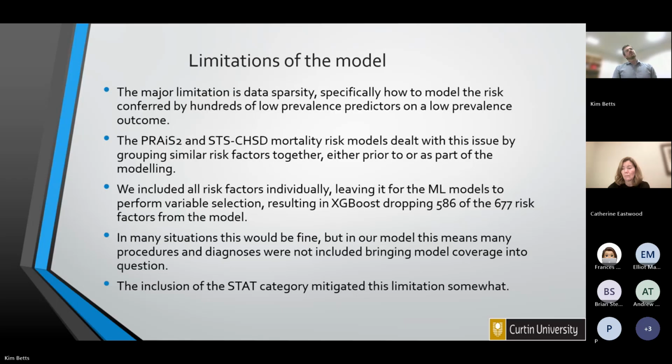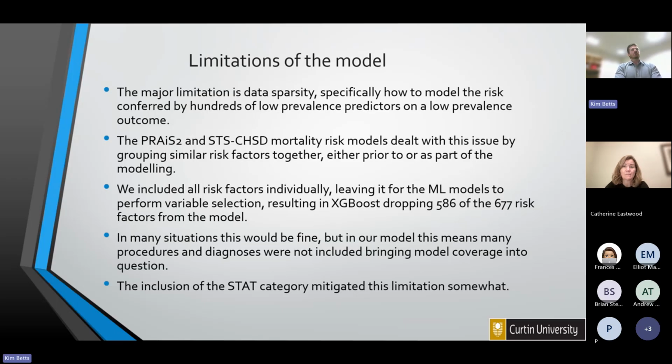Last slide. Limitations of the model. Lots of limitations of any model, especially this one. But the major limitation is the data sparsity, and that specifically relates to how we should model the risk conferred by hundreds of low prevalence predictors on a very low prevalence outcome.